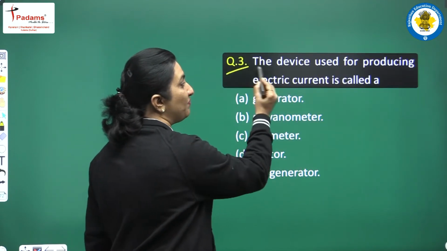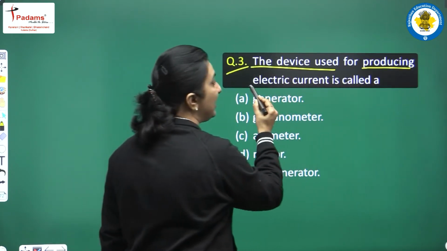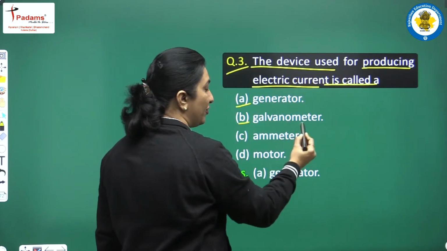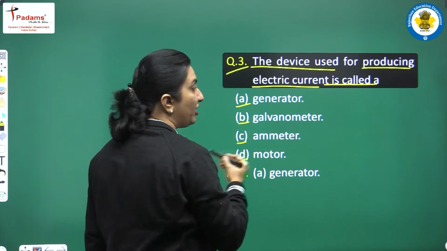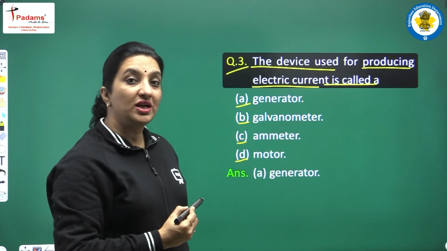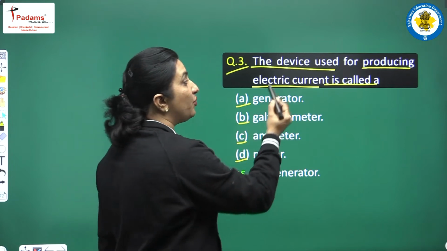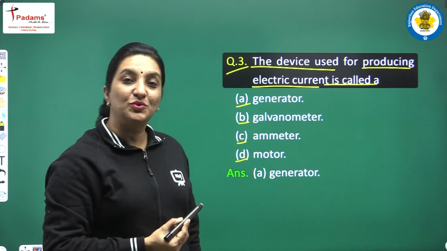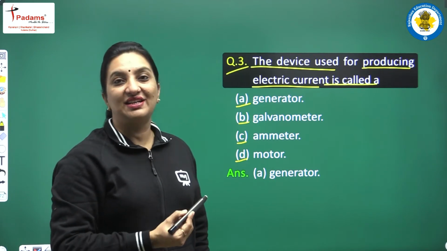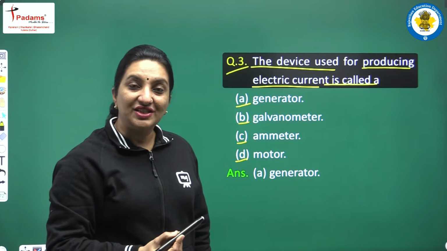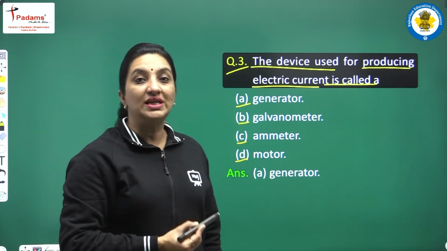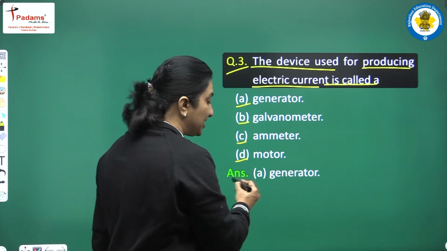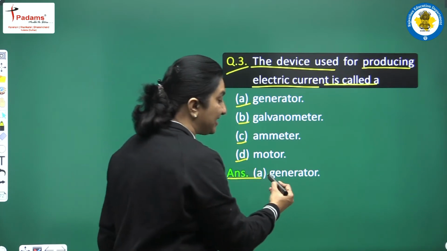Question number 3. The device used for producing electric current is called A, generator, B, galvanometer, C, ammeter, or D, motor. Now students, what is asked here is which is the device used for producing electric current. Now students, we know that generator is the device which produces electric current, that is it converts mechanical energy into electric energy. So here the answer will be the A option, that is the generator.